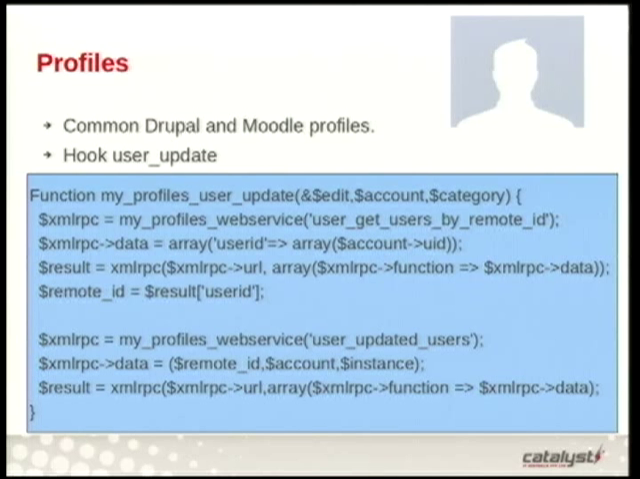So remember when we're back in simple SAML, we store all that data. So this is an example of a web service that's calling the get user by remote ID, telling me who the Moodle user is. And then finally, we build an object, an array, which says first name, last name, a URL to their profile picture, and whatever other profile information we want to pull across. We put that all into an array. We call this profile XML RPC function, and Moodle sucks it in.